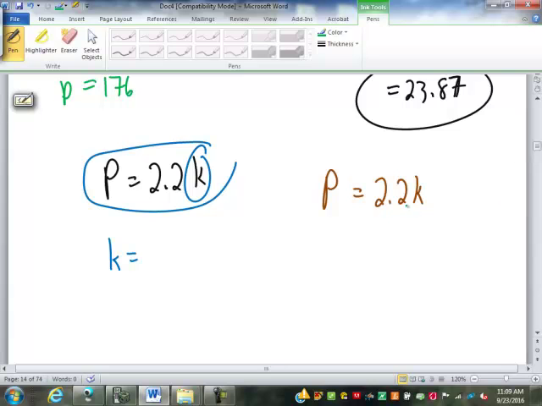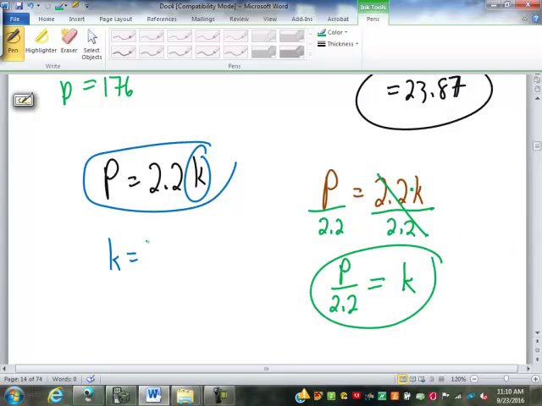So p equals 2.2k. All that's keeping k from being by itself right now is the 2.2. The 2.2 is multiplying k, so to get rid of it, I have to divide. So I'm dividing by 2.2, and that gives me my k all by itself. Well, I have to do the exact same thing on the other side. Divide by 2.2. So p divided by 2.2 equals k, or k equals p divided by 2.2.